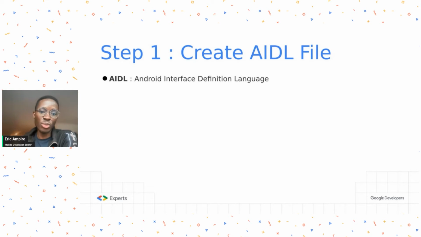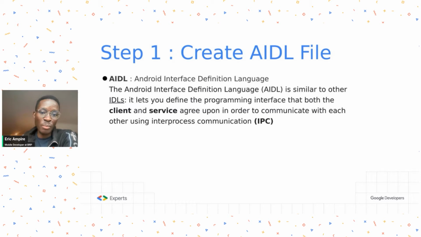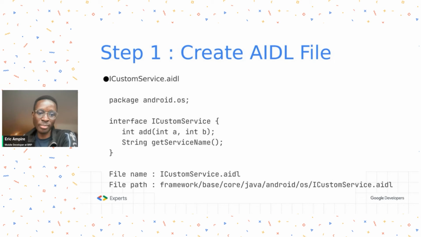The first thing you need to do is to create an IDL file. IDL means Android Interface Definition Language. Basically, this file will be like a contract between the client and the service, and that contract is an agreement in order to communicate using the interprocess communication mechanism.